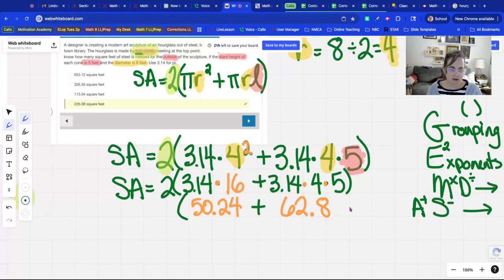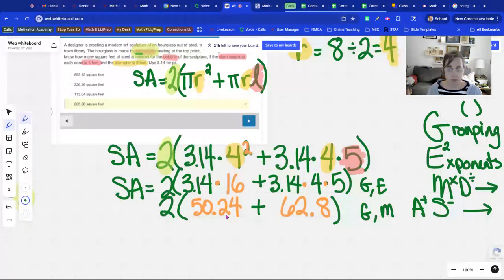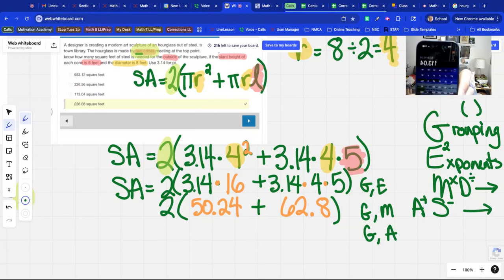Okay, so in this step I was doing grouping, and then within grouping I was doing the exponents. Here I'm still doing grouping, but I'm doing multiplication. Okay, my next step is still grouping because I'm still in the parentheses, and I'm going to add. So what you see here is we're following gems inside the parentheses, just doing the first step of gems. Okay, so let me go ahead and add those together. I'll just do it in the calculator. I'm getting 113.04. 113.04.